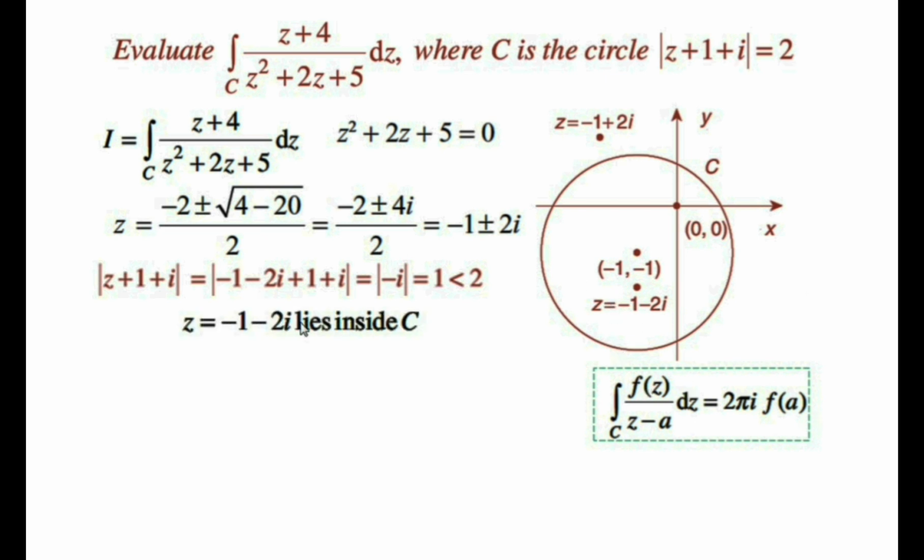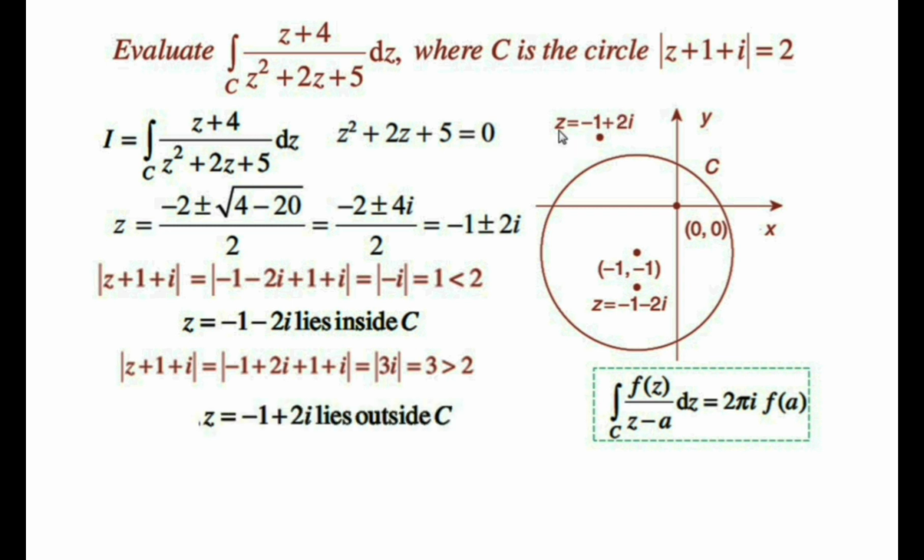The second point is -1 plus 2i. Let us consider the modulus of z plus 1 plus i, where z is -1 plus 2i. On simplification, we have obtained the modulus of 3i. So the modulus of 3i means root over 0 square plus 3 square, that is only 3. 3 is more than 2. Hence, the point z equals -1 plus 2i lies outside the closed curve C.